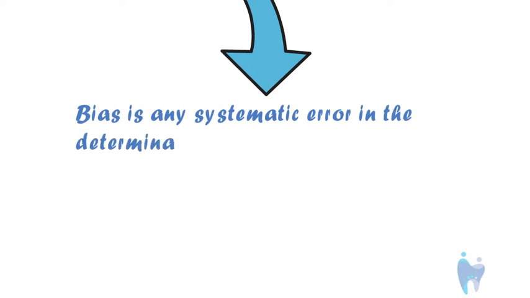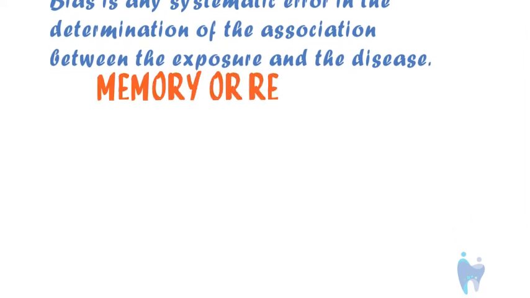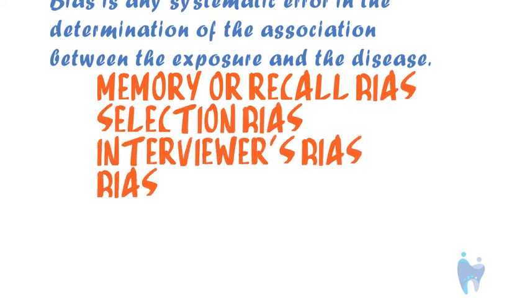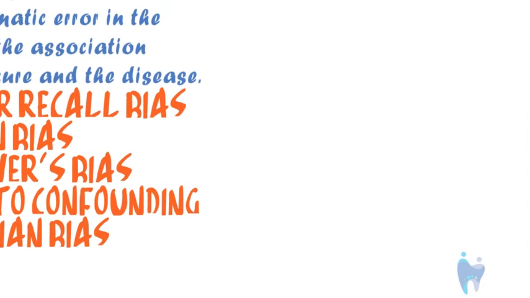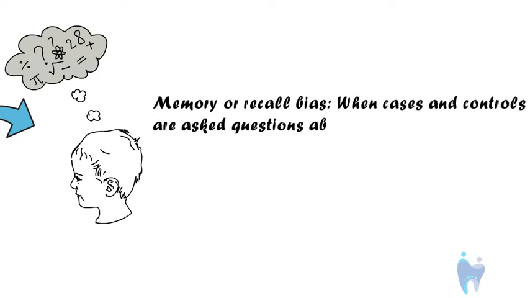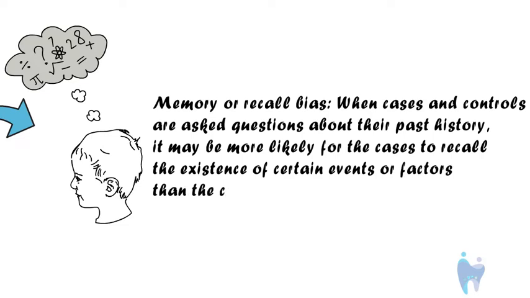Bias in case control study. Bias is any systematic error in the determination of the association between the exposure and the disease. Types: memory or recall bias, selection bias, interviewer's bias, bias due to confounding, Berksonian bias. Memory or recall bias: when cases and controls are asked questions about their past history, it may be more likely for the cases to recall the existence of certain events or factors than the controls who are healthy persons.